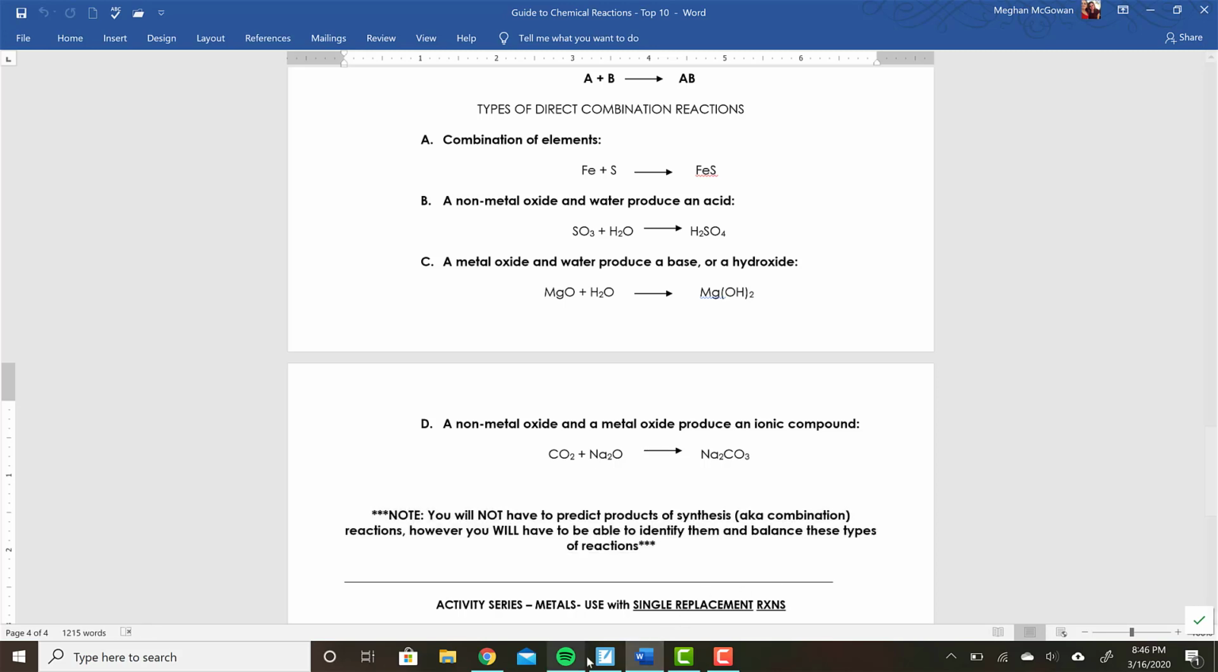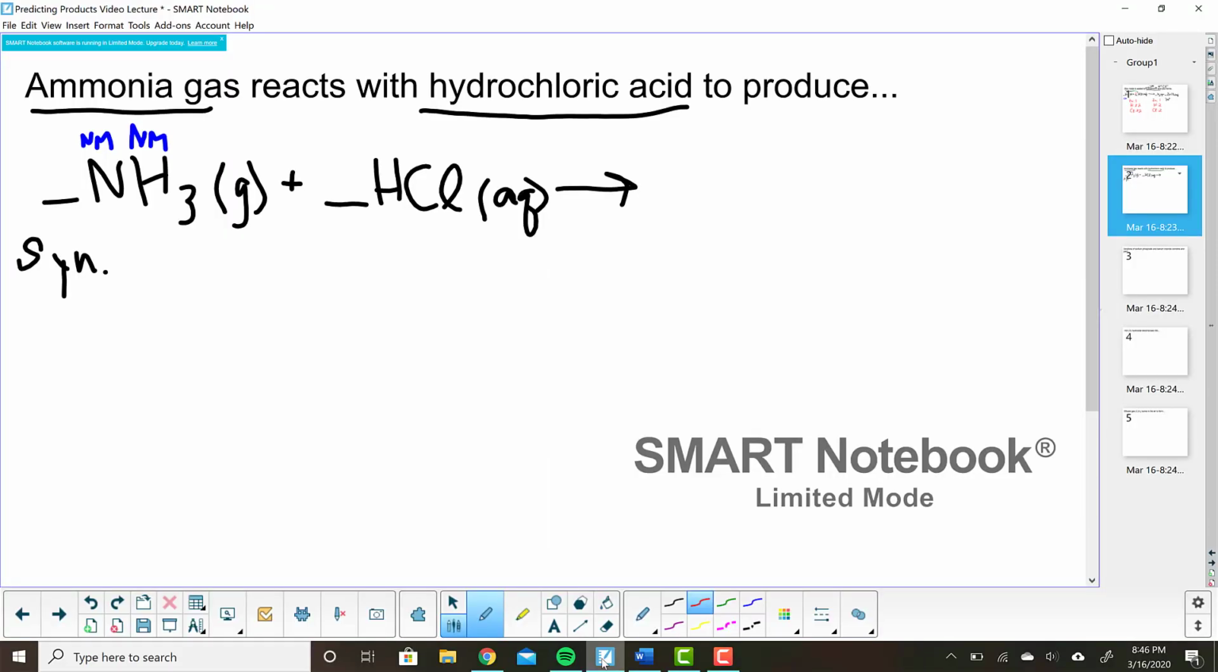However, I am going to walk through the rest of this problem here for you just so that you can get an idea of how to balance and everything. But I'm just going to tell you that the products of this reaction are NH4Cl.